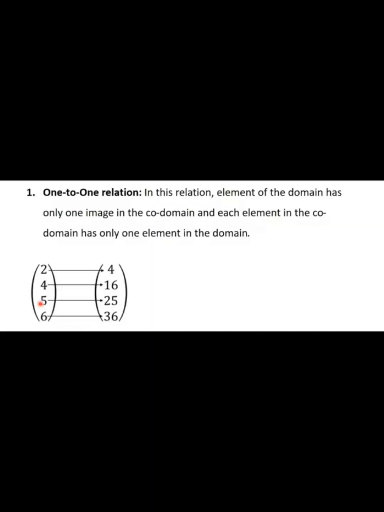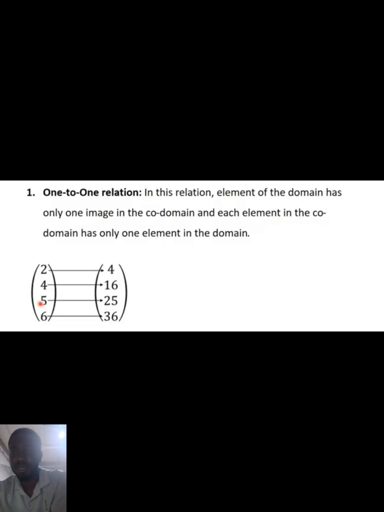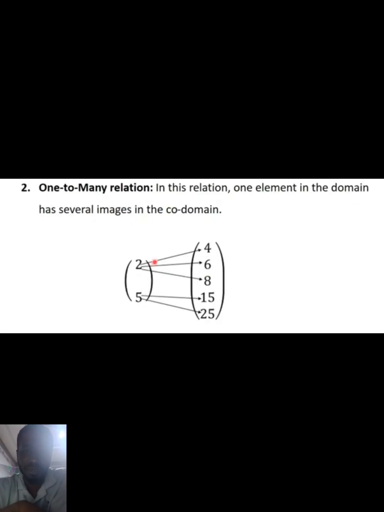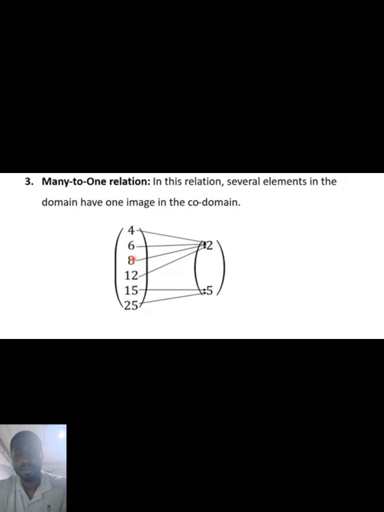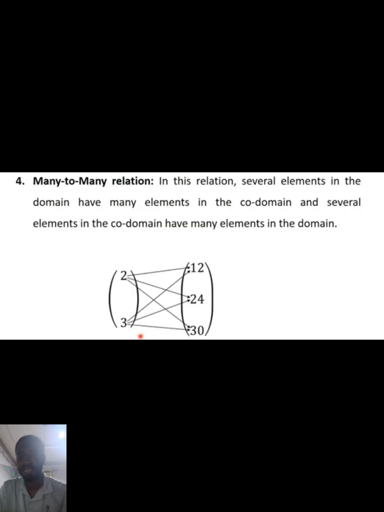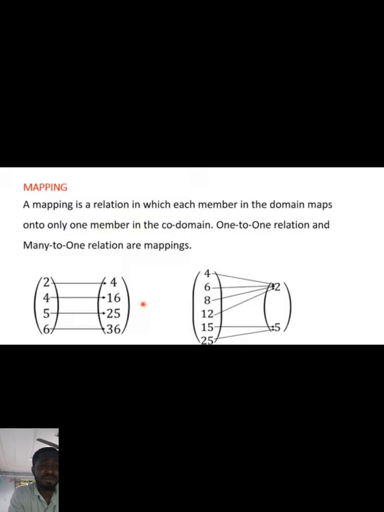One-to-one relation, one element in the domain to one element in the codomain. Now, in one-to-many relation, one element in the domain is linked to two elements in the codomain. In many-to-one relation, now there are several elements in the domain being connected to one element in the codomain. So many-to-many relation, there are many elements in the domain which is connected to that of many elements in the codomain. A mapping is a relation in which each member in the domain maps onto only one member in the codomain. And one-to-one relation and many-to-one relation are mappings.